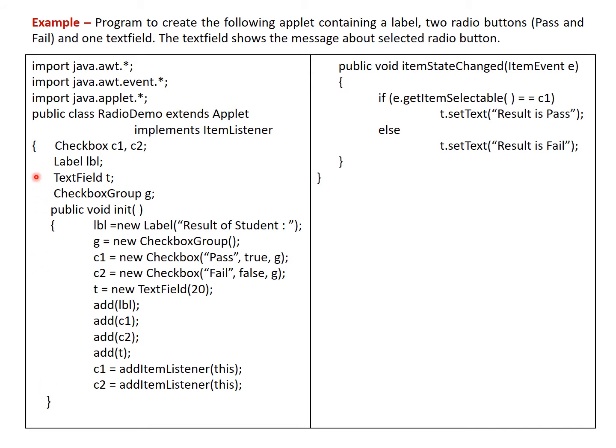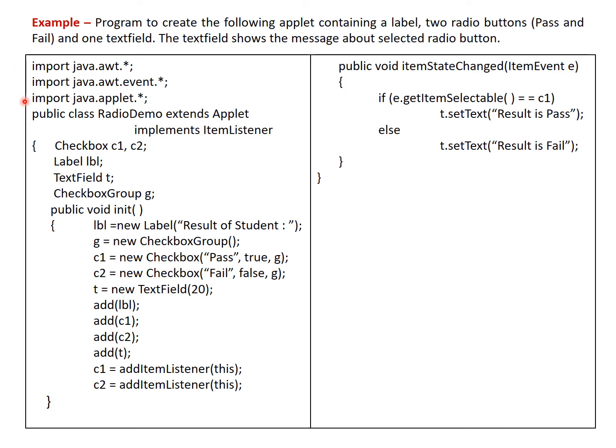Now, we will see one example, that is the program to create an applet containing a label, two radio buttons with the caption Pass and Fail, and one text field. The text field shows the message about the selected radio button. Now, as usual, here the first three are the import statements to import the AWT package, event package, and the applet package.